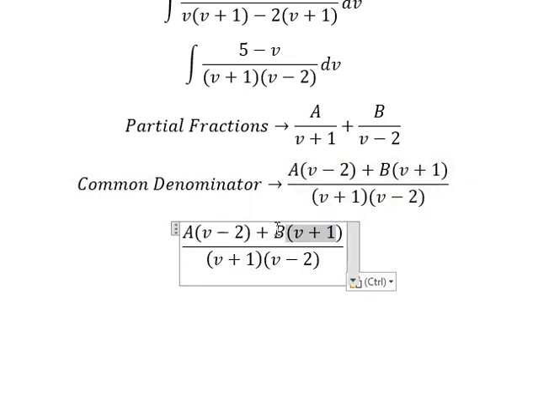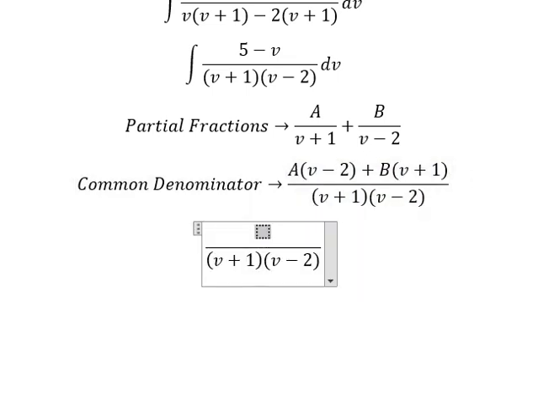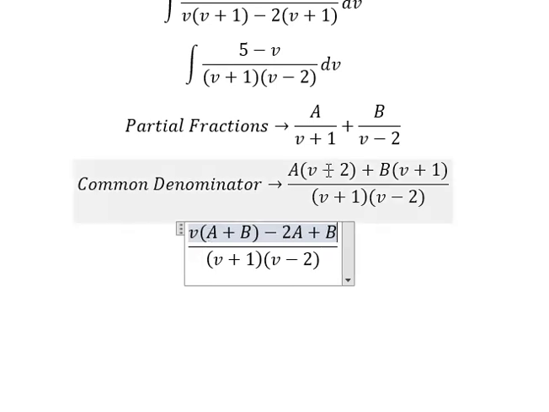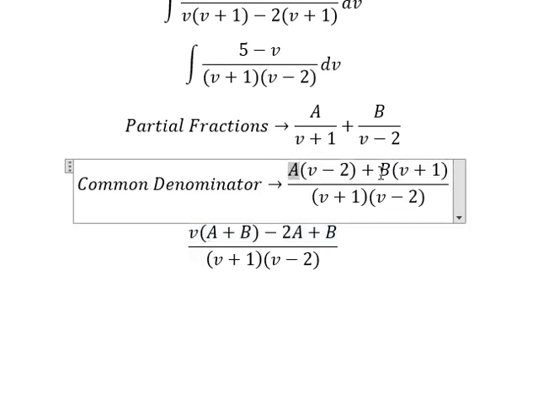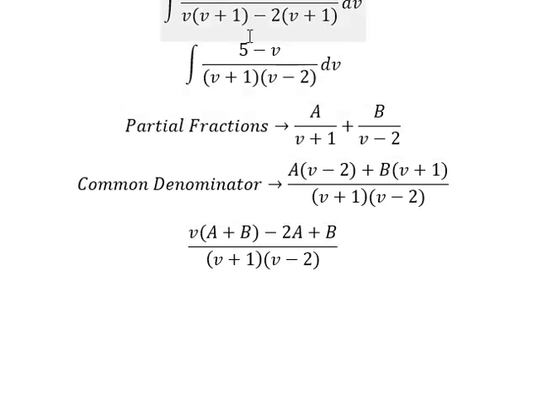Now, we need to arrange based on the terms of v. About v, we have a plus b. About the numbers, we have negative 2a plus b, because negative number 2 with a, b with number 1. Now, we need to compare coefficients. We have negative v, that is negative number 1. Negative number 1 equals to a plus b, and the number 5 equals to negative 2a plus b.